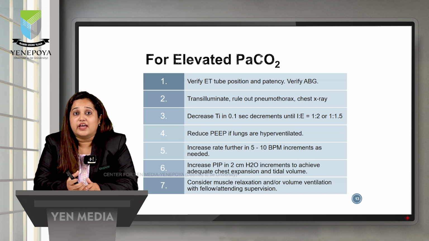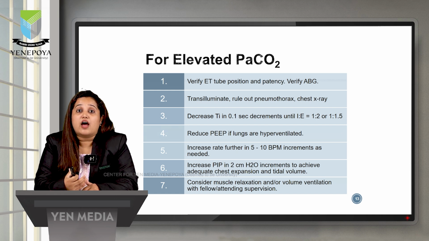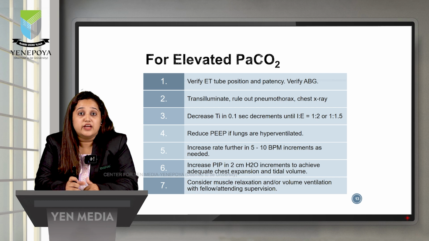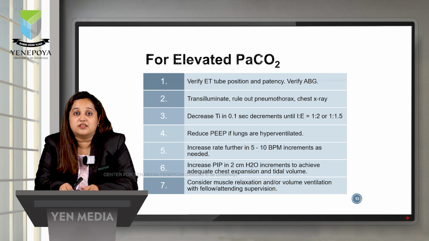Reduce the PEEP. If the lungs are hyperinflated and if your PEEP is on the higher end, there is a chance that appropriate ventilation will not happen. Carbon dioxide retention will be there. So in such cases you can see if the PEEP can be reduced if it is not required by the condition. Increase the rate further in either 5 to 10 breaths per minute increments as required.